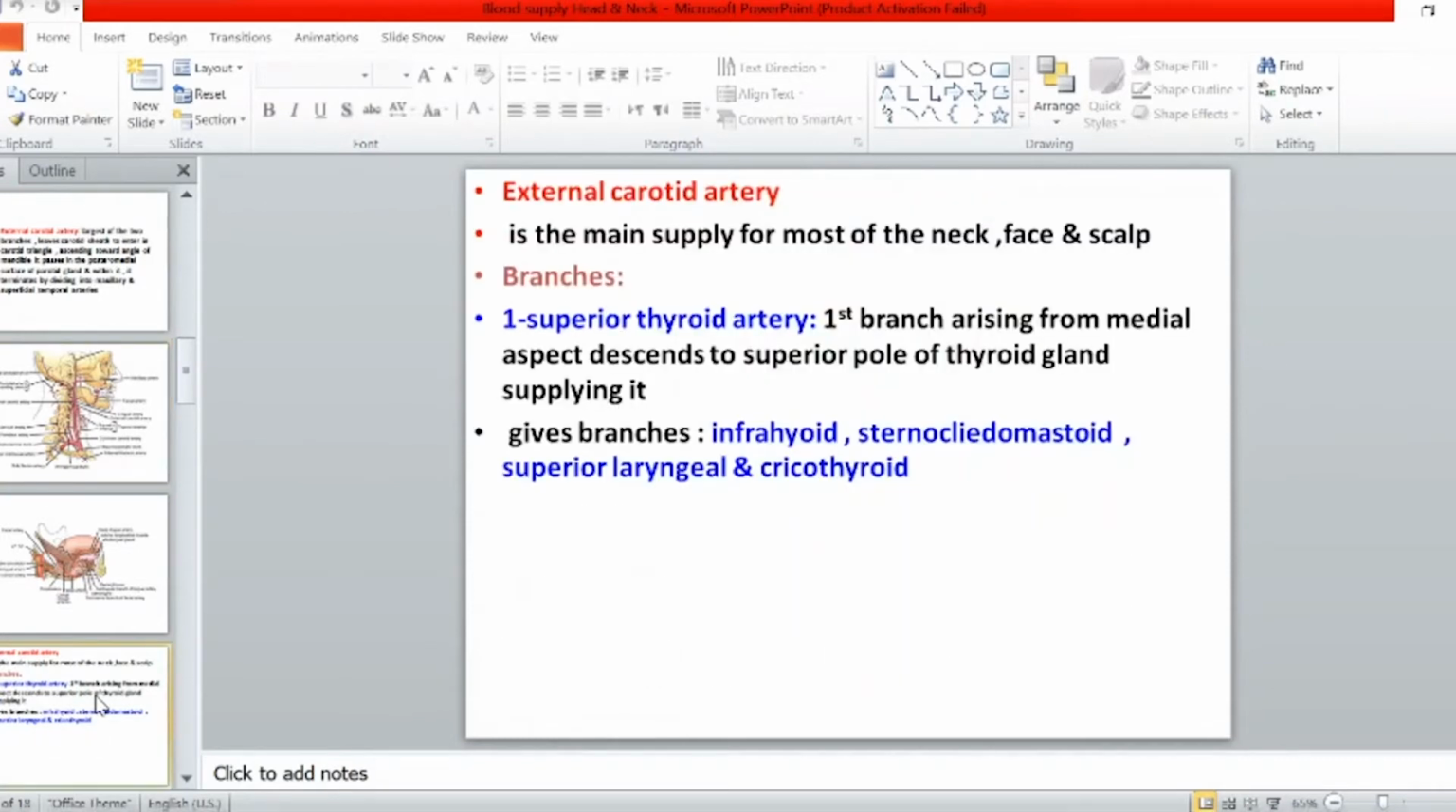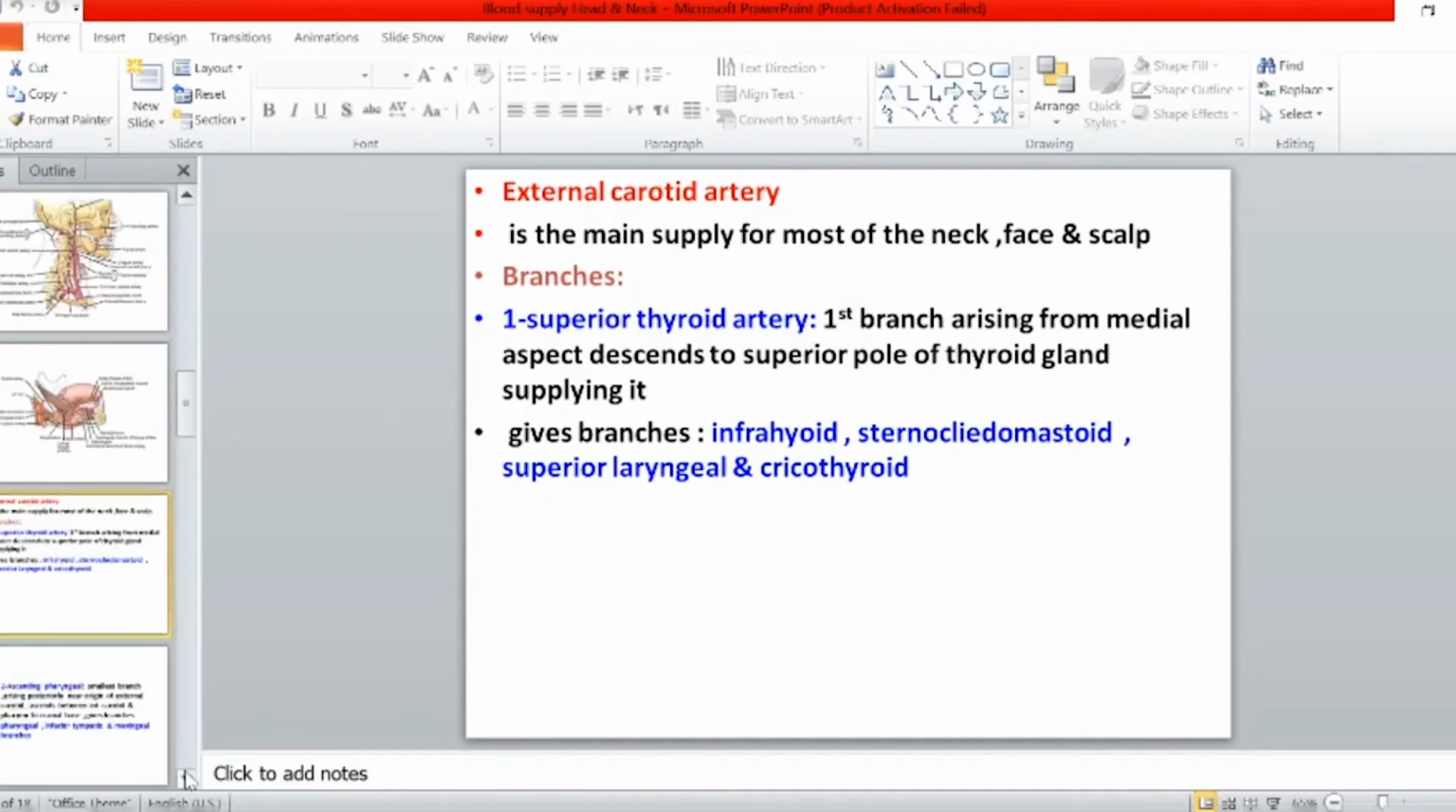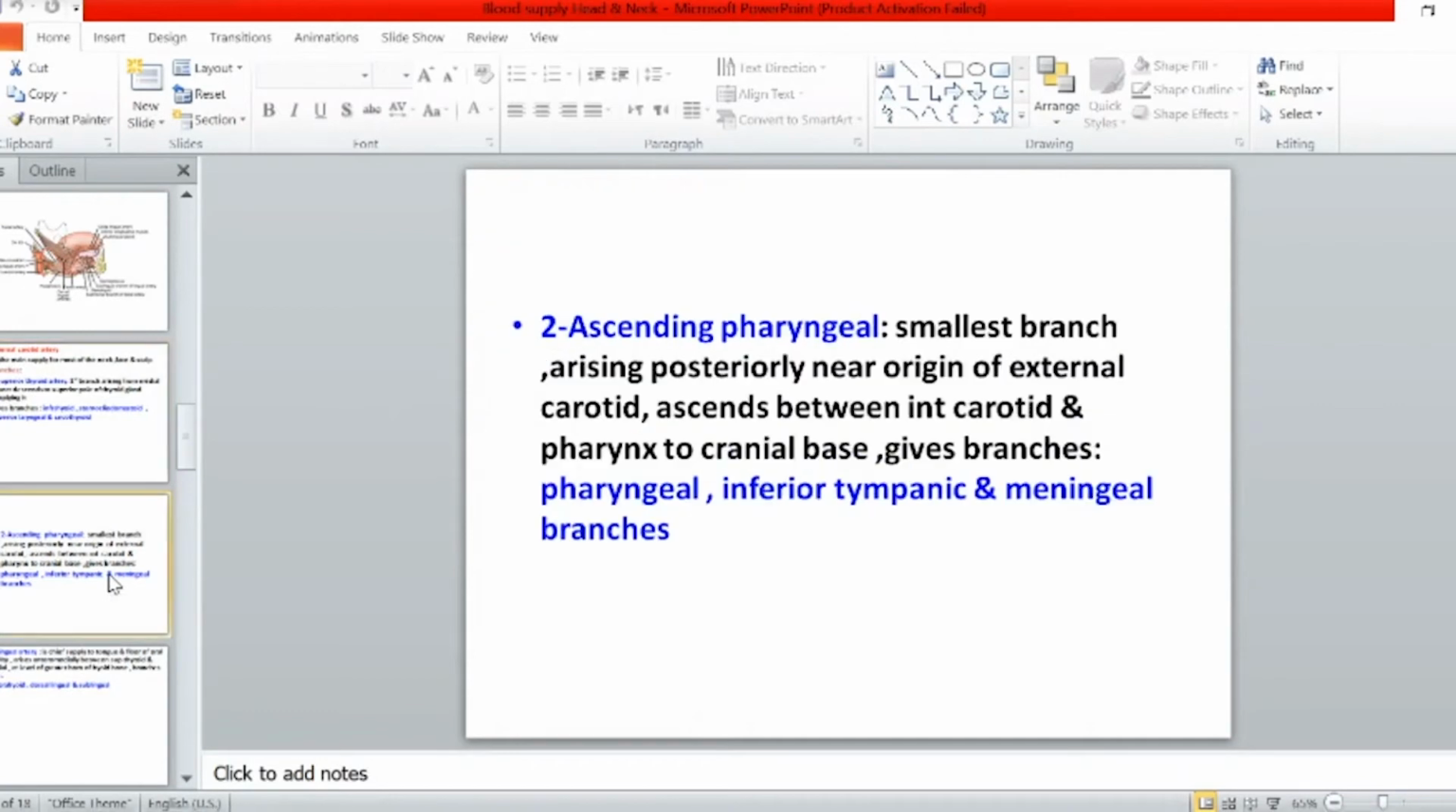So again, the external carotid artery is the main supply for most of the neck, face, and scalp. It gives rise, as I say, to 6 branches before it passes into the parotid gland. The first branch is the superior thyroid artery, which arises from the medial aspect and descends to the superior pole of the thyroid gland, supplying it. It gives rise to infrahyoid, sternocleidomastoid, superior laryngeal, and cricothyroid branches for the supply of the larynx.